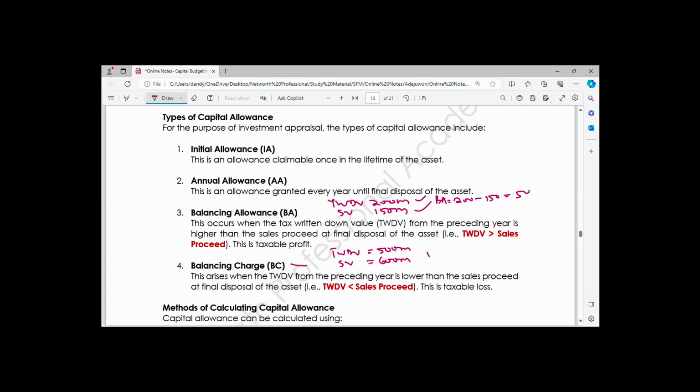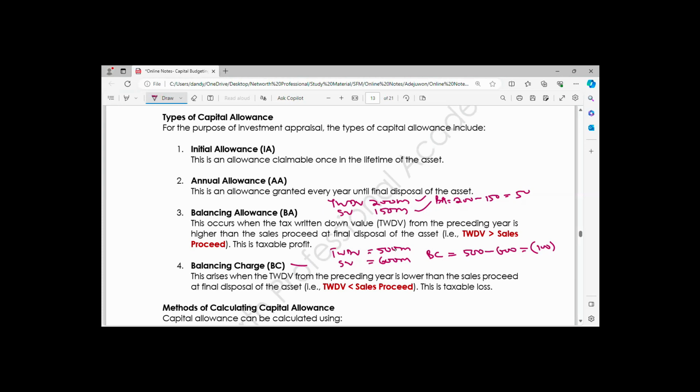So as a result, I would then say balancing charge, the difference is what I'm going to account for. The difference between 500 and 600 million represents 100. So this 100 million is called balancing charge. That is 500 million minus 600 million. So the balance of 100 represents a balancing charge. All right. So these are the types of capital allowance you must get familiar with.